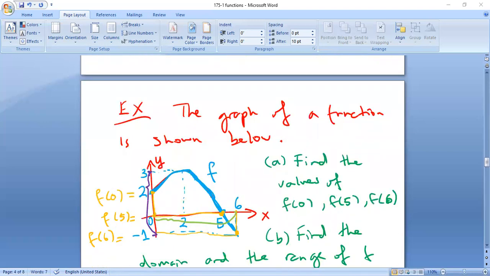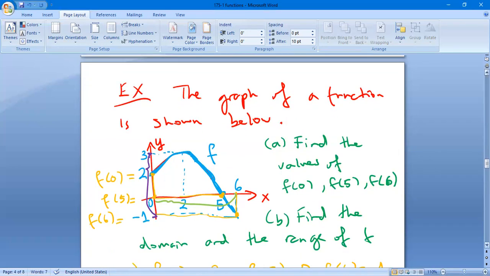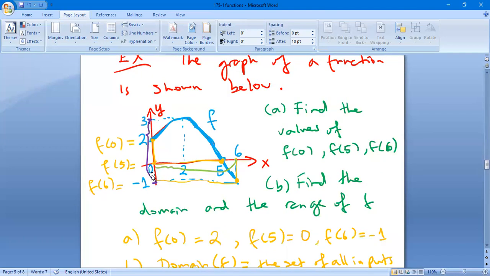Another example is, let's say we have a function given by some graph like this. The graph of the function is given by blue here. So there are these questions. First, A, find the values of f of 0, f of 5, and f of 6, let's say. How do we find f of 0? Well, we first find 0 on the domain axis here, and then we go vertically until we hit the graph of the function f. It hits here, then we project onto the range axis, but it's already on the range axis and it's equal to 2. So that means that f of 0 is 2.